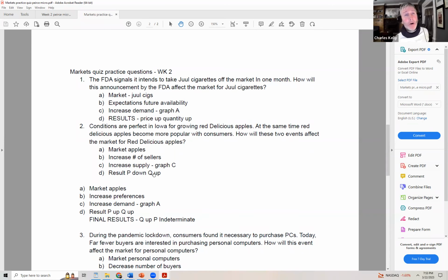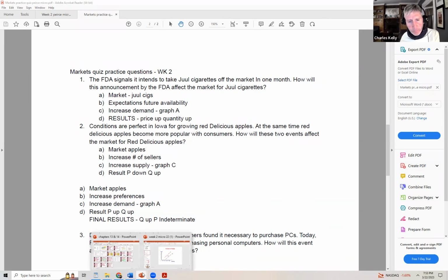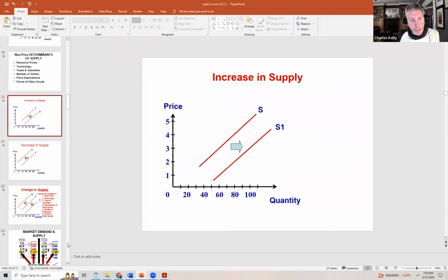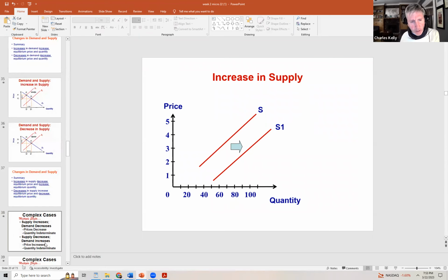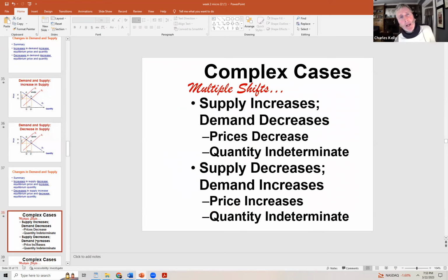Now, if that was the only part of the question, you'd be done. But here's the thing. I'll show you this on the PowerPoint real quick. We call these the unique or special cases. They're a little bit complex: when you have an event that affects both demand and supply at the same time, one of your two variables, price or quantity, is going to be what we call indeterminate. Basically, we're saying we're not sure what happened.